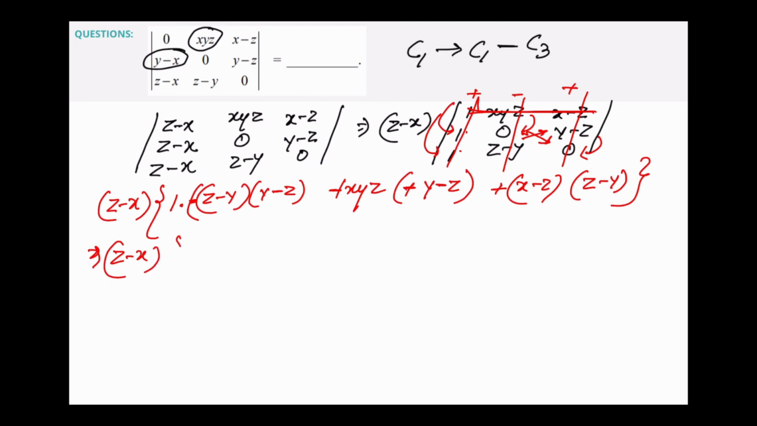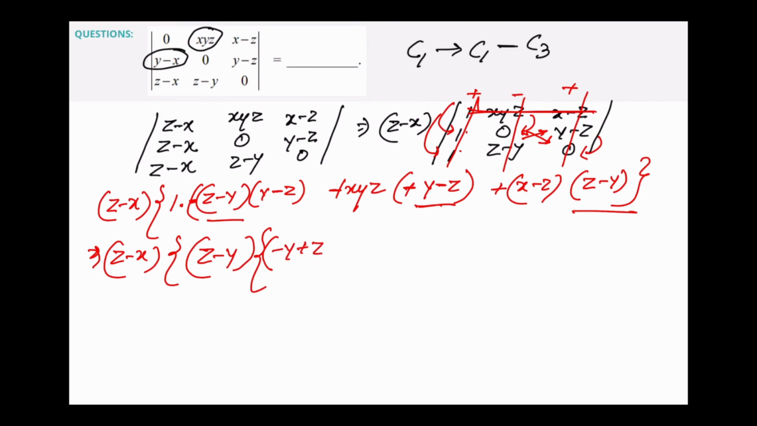So Z minus X, and then here what I can take common is Z minus Y, Z minus Y. Here it is Y minus Z. So we can take Z minus Y common. So the moment I took Z minus Y, what am I getting here?